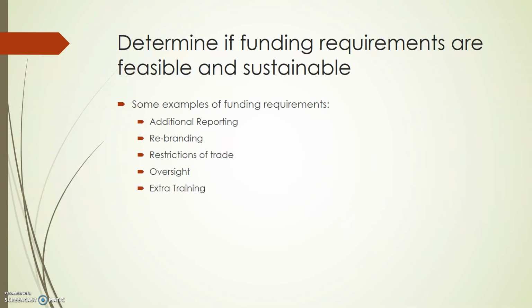Another example we've got up there is extra training. So if you're applying for a grant based on providing a service, the funder might go, okay, for you to provide the service, you need anyone using it trained up to a Cert 3, Cert 4 level in this category. So that could be a part of the requirement. So this list isn't exhaustive. There is a lot more requirements which you might have to consider whether they are feasible and sustainable.